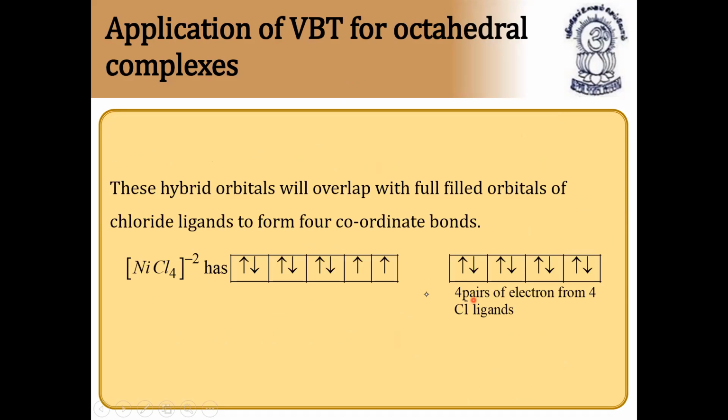So 4 pairs of electrons from the ligands. These hybrid orbitals will overlap with filled orbitals of the chloride ligands to form 4 coordinate bonds. How many coordinate bonds? 4 coordinate bonds. So [NiCl4]2- has this configuration, with 4 pairs of electrons donated by the ligands. Now let us see.